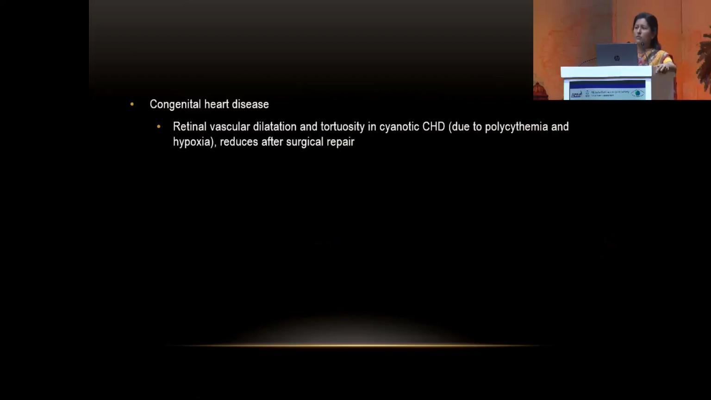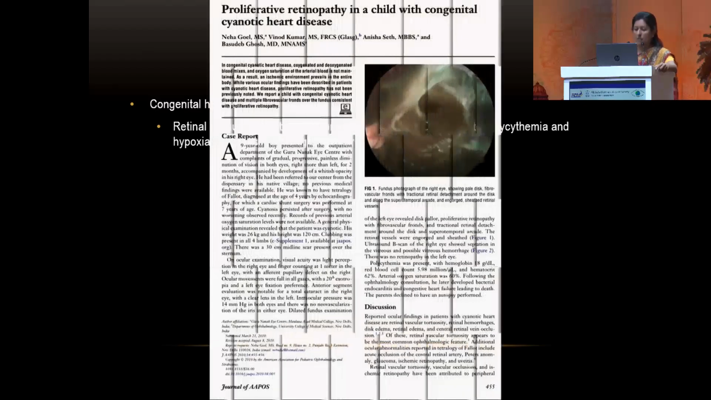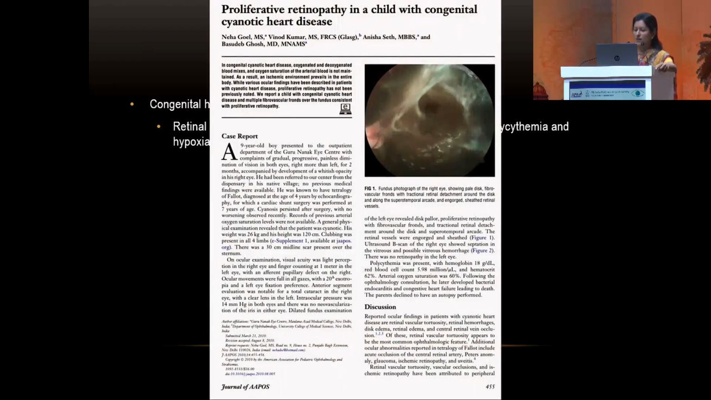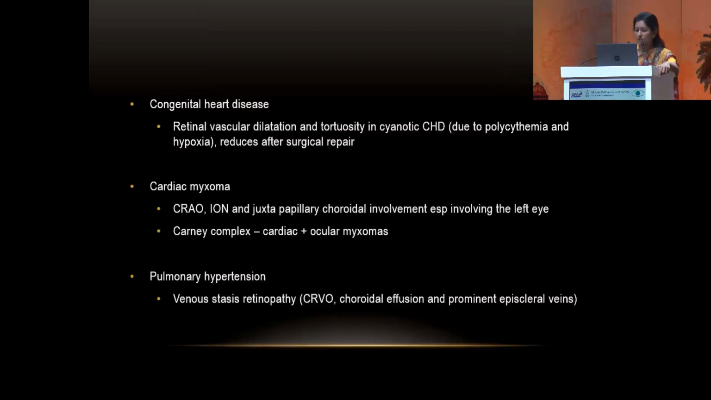Now, coming to some of the less commonly encountered cardiovascular conditions. So in congenital heart disease, children are said to have more vascular dilatation and tortuosity in the cyanotic type of congenital heart disease, mainly because of polycythemia and hypoxia. And this has been seen to reverse to an extent after surgical repair. Now, this was a child we had seen long back who presented with proliferative retinopathy, and he was a known case of tetralogy of Fallot, and we hypothesized that the chronic ischemia had led to this kind of proliferative retinopathy.